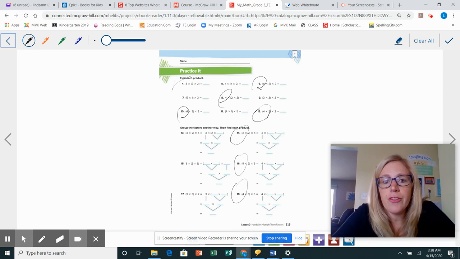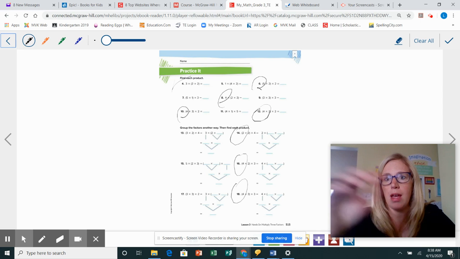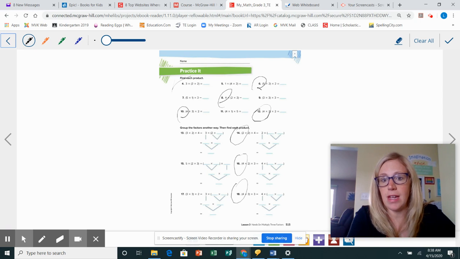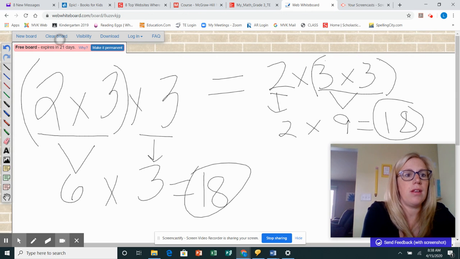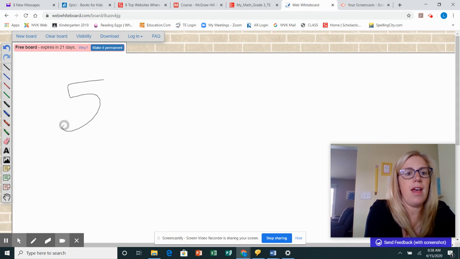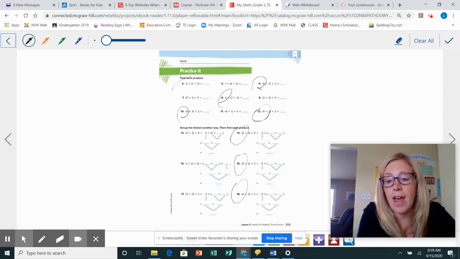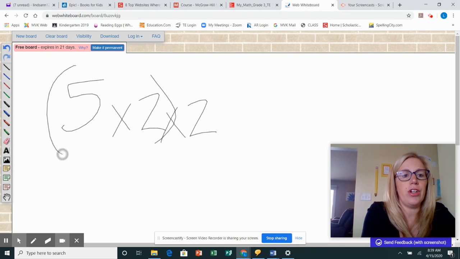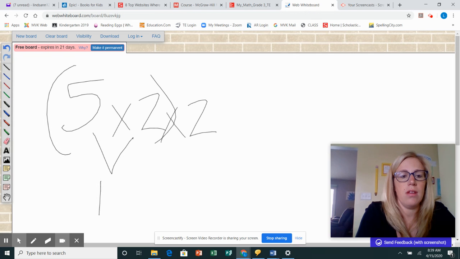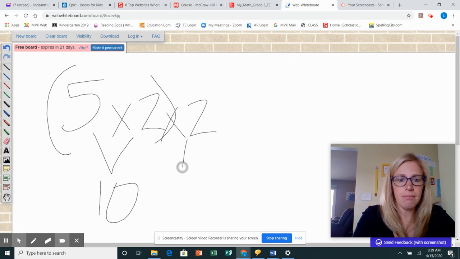Okay, so the first ones we are just multiplying. Look for the parentheses. That's what you multiply first. So I am going to get out my whiteboard so I can show you how to do this example. 5 times 2 times 2. So I'm going to rewrite this on here. We have 5 times 2 times 2. Okay, if I look, 5 times 2 is in parentheses. So that's what I have to do first. 5 times 2, do that first. It gets me to 10. I have to do 10 2 times.